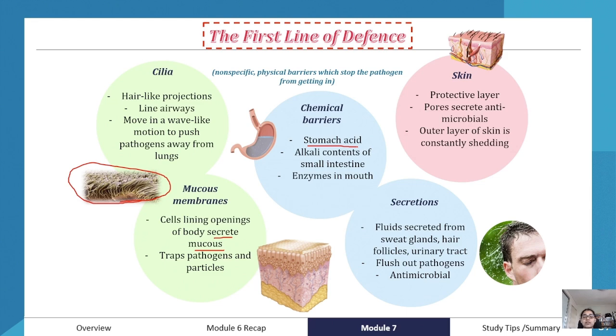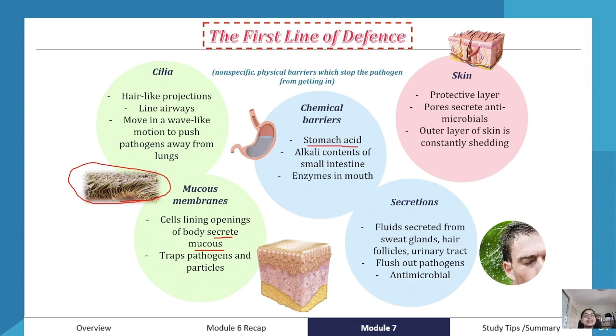We then have secretions. These are fluids which are secreted from the body, including sweat glands, hair follicles, and urine. So fluids are secreted from these specific parts: sweat glands, hair follicles, and the urinary tract. What they do is aim to flush out pathogens, and they're also antimicrobial.